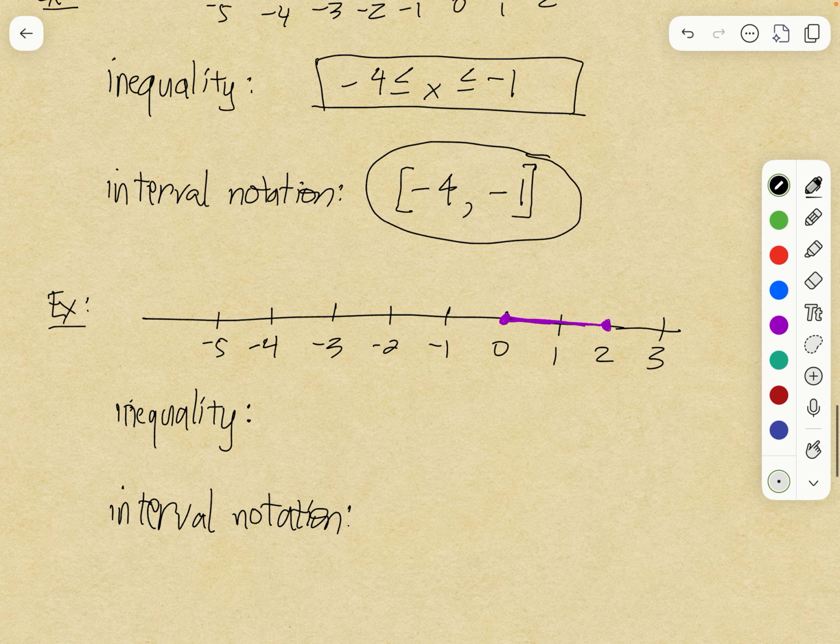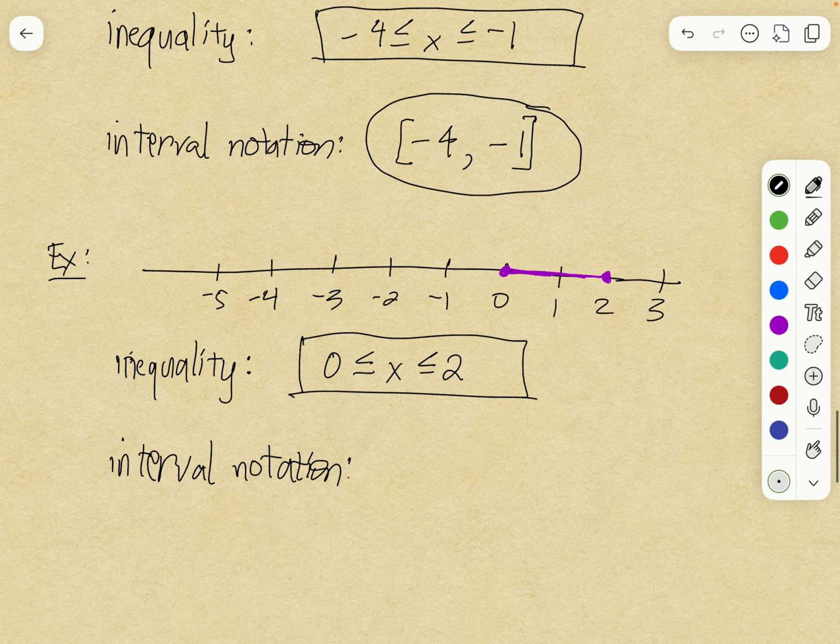Let's do another example. So here on the number line, all the numbers between 0 and 2 are shaded, and 0 and 2 are also included. So as an inequality, you want x to be between 0 and 2. So x must be greater than or equal to 0, or 0 is less than or equal to x. And x must be less than or equal to 2. So that's what it is as an inequality.